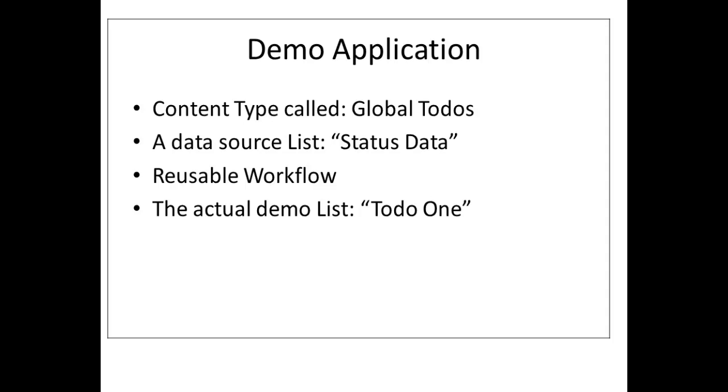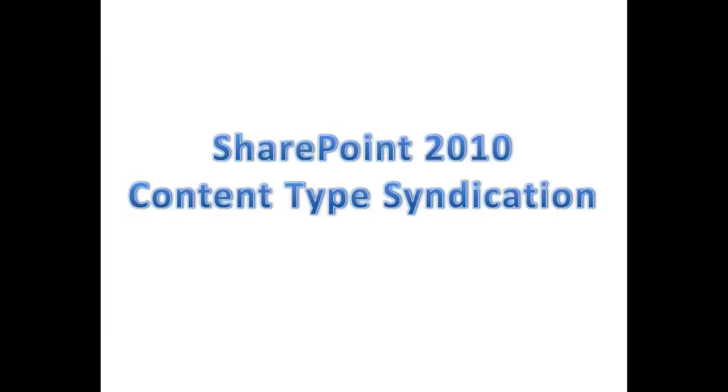This list is called Status Data. This is our first dependency, which is not handled by the content type syndication. We also have a reusable workflow. Here again, not handled by the content type syndication. The only part of this workflow that is syndicated is the association to the content type. We are also going to create a list called To Do One to demonstrate our content type in action. So that's our test application. Now let's move on to the configuration.